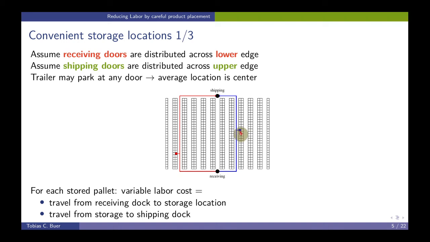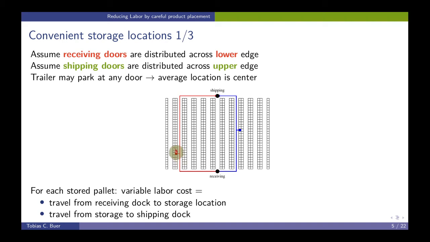Now let's look at the blue location where we store a pallet. How much labor cost arises when we store a pallet in this location? Well, the labor is mainly concerned with transporting the pallet through the warehouse. So once it arrives at the receiving door, we follow the blue line to put away the pallet into the rack, and then the pallet is stored. Storing does not incur any labor costs for us, but a couple of days or weeks or months later, we have to pick this pallet and bring it to the shipping door. So we follow the rest of the blue line.